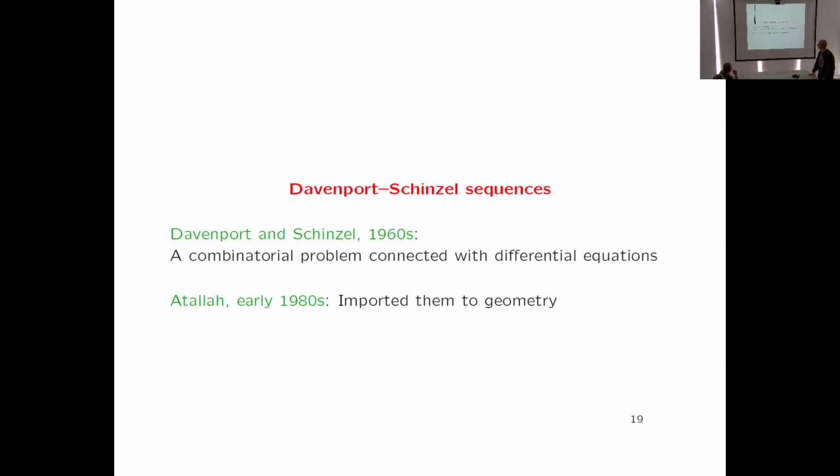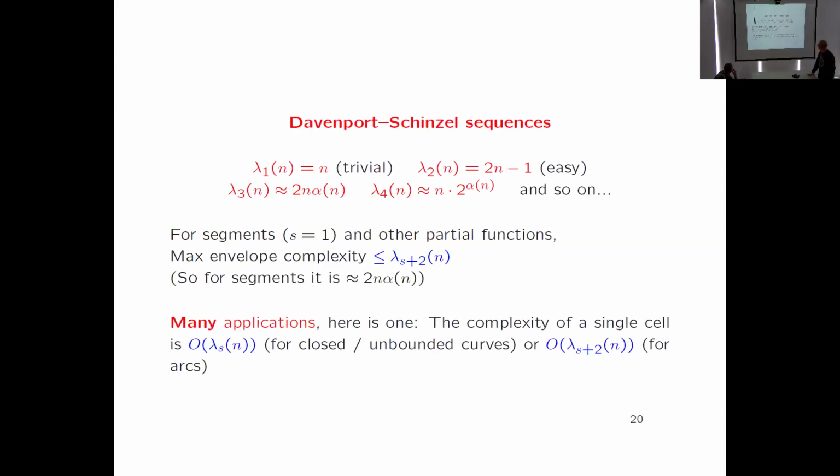Davenport and Schinzel introduced the sequence to the world and wrote two papers called A Combinatorial Problem Connected with Differential Equations, a very mysterious name. They are connected to differential equations, but they are connected to lots of other things. They were brought into geometry by Micha Sharir in the early 80s, and then we worked on it and managed to get the tight bound.